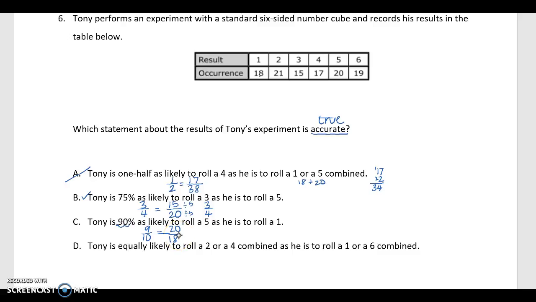Well, that's not true. Tony is equally likely to roll a 2 or a 4 combined. So 2 happened 21 times, 4 happened 17 times, as he is to roll a 1 or a 6 combined, 18 and 19. So let's add them up. 21 plus 17 is 38, and 18 plus 19, 9 plus 8 is 17, so 37. So they're equally likely? No, 37 versus 38. So our answer is B.